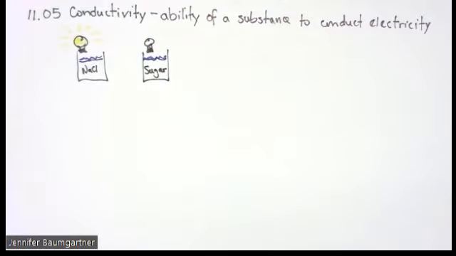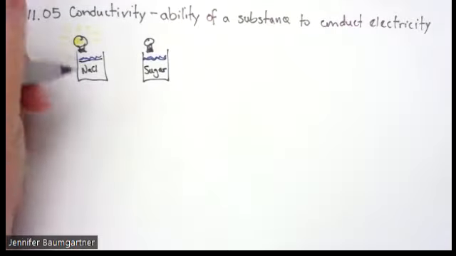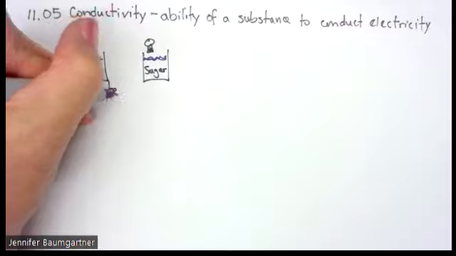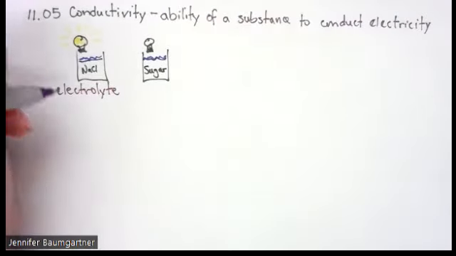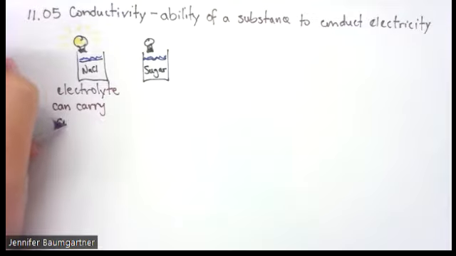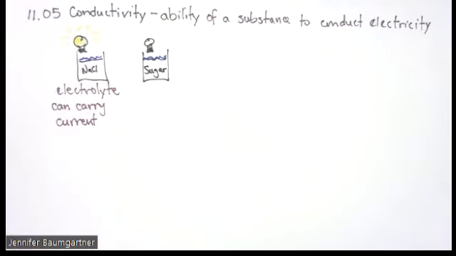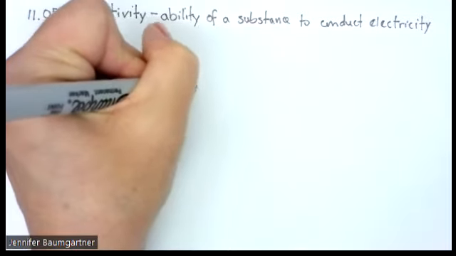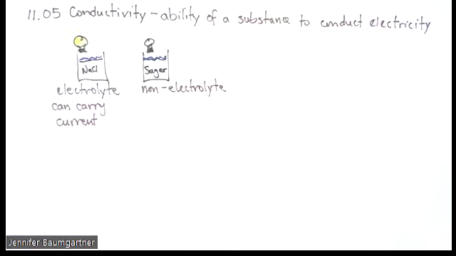Let's get some terms out of the way first. If a solution can carry a current, it's called an electrolyte or an electrolytic solution. If it can't, we call it a non-electrolyte. So sugar water is non-electrolytic, but sodium chloride is electrolytic.